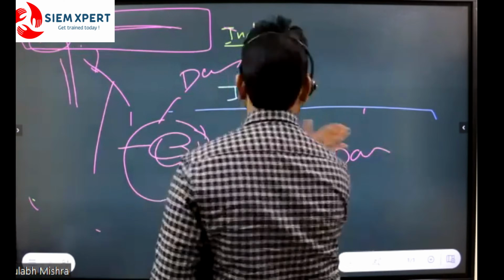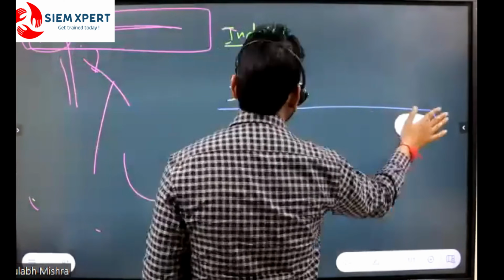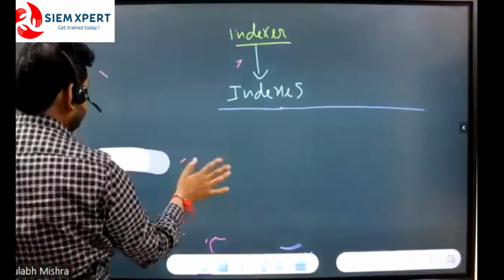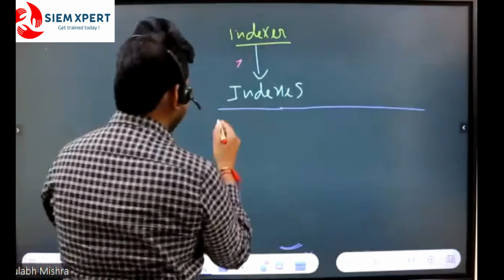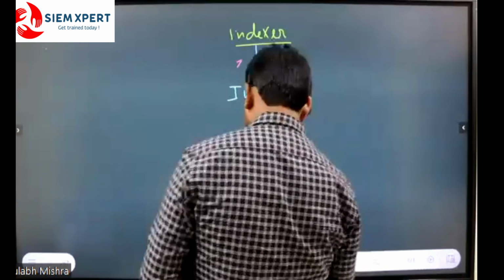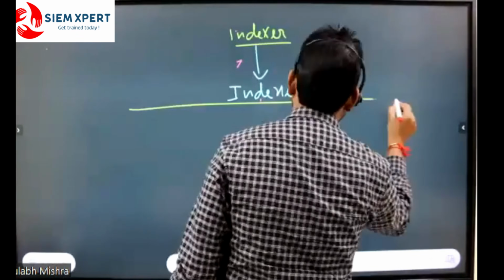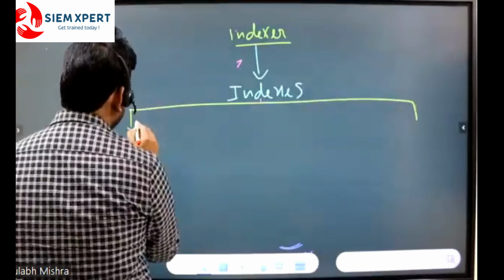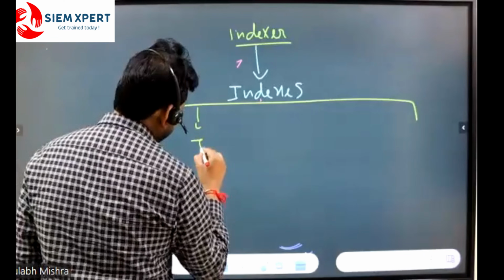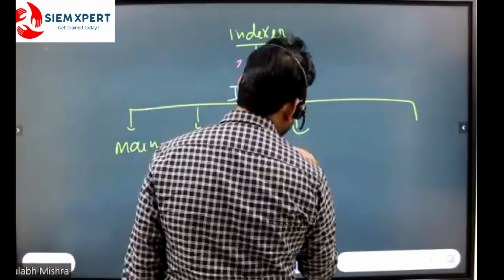So indexers will have indexes. Total by default 11 indexes, and you can create customized indexes as well. For example, this is main, this is internal, this is firewall.